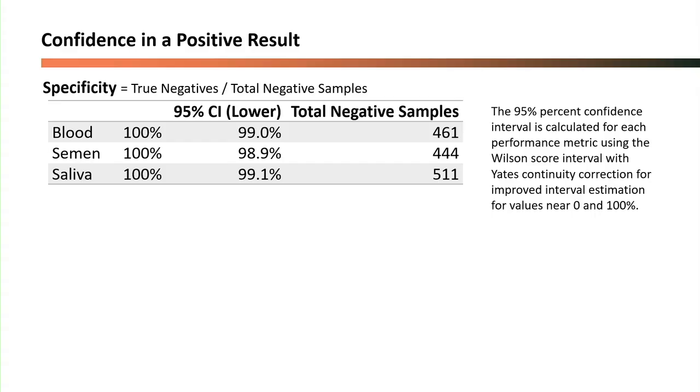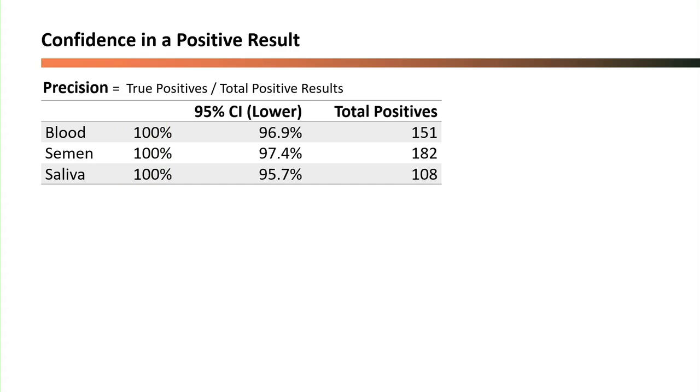So our confidence in that 100% specificity, 100% meaning we had 0 false positives throughout all of this testing, and the lower bound of that confidence interval was quite high because we're taking that out of between 400 and 500 samples in all these cases. So it's between 98 and 99%.